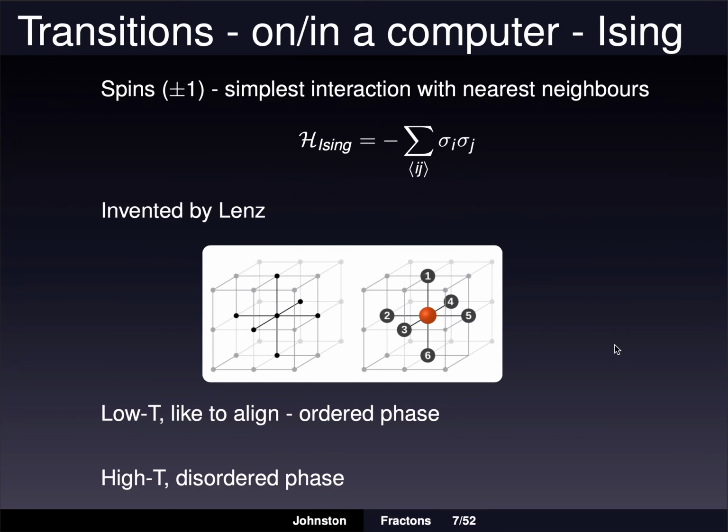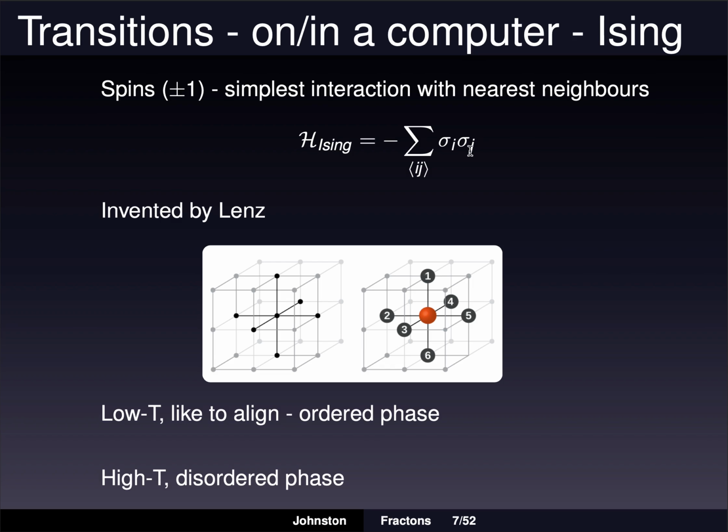What about modelling transitions like this on a computer? The simplest way that you could think of modelling a ferromagnetic phase transition by using a discretized model is to take simply plus and minus 1 spins, which is the essence of the Ising model, and place them on some sort of a lattice. The simplest interaction that you could have between these spins is to have nearest neighbour interactions. So the spins only see their nearest neighbour along an edge of the lattice.